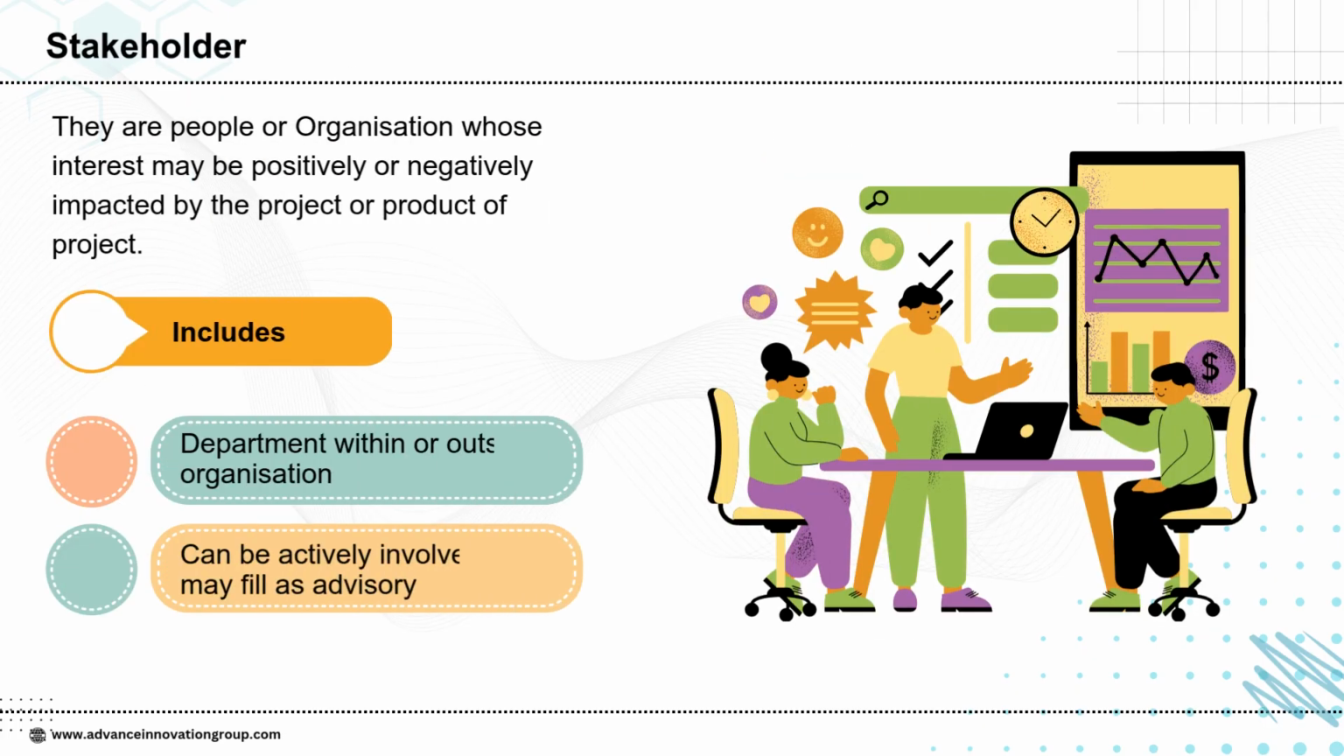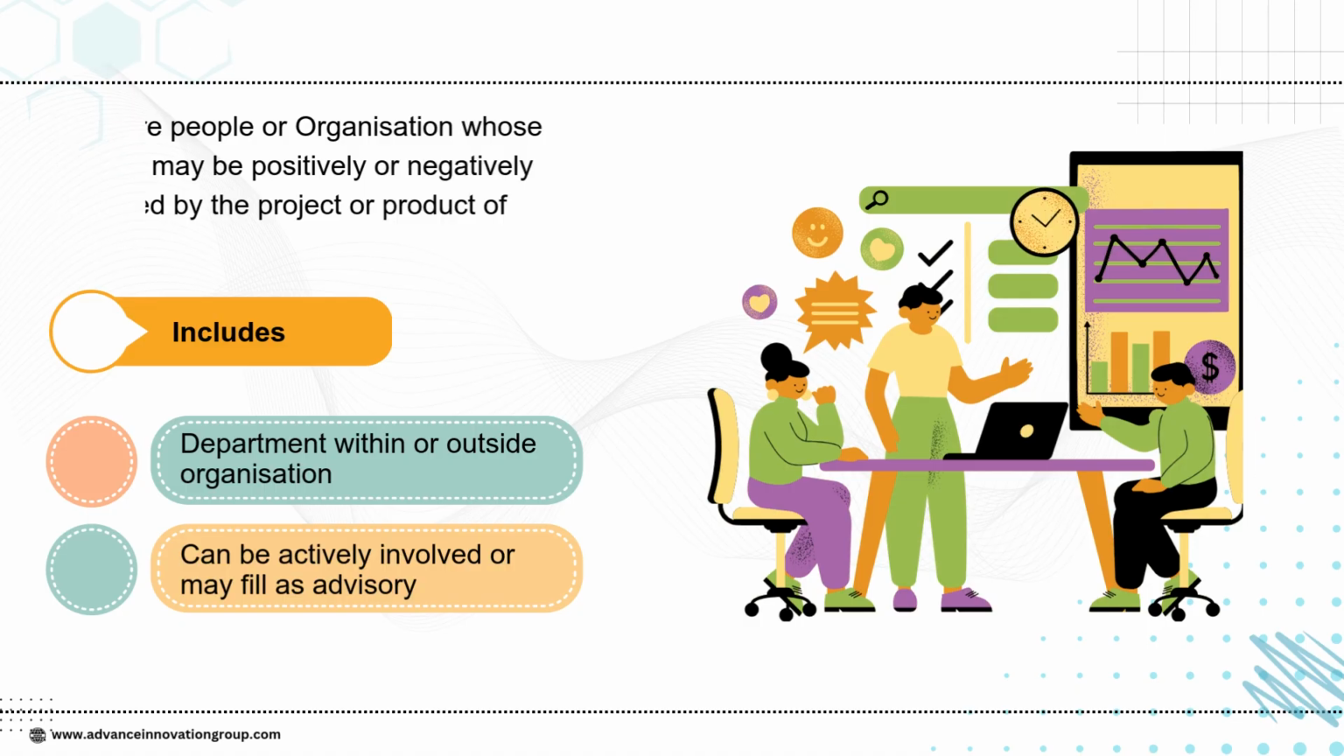Stakeholders are people or organizations whose interests may be positively or negatively impacted by a project or its product. Stakeholders can include departments within or outside the organization and can have various roles, from being actively involved in the project to serving in an advisory capacity. Understanding stakeholders is crucial for project success, as their support, concerns, and influence significantly affect the project's progress and outcome, making it essential to manage their expectations and engagement throughout the project life cycle.